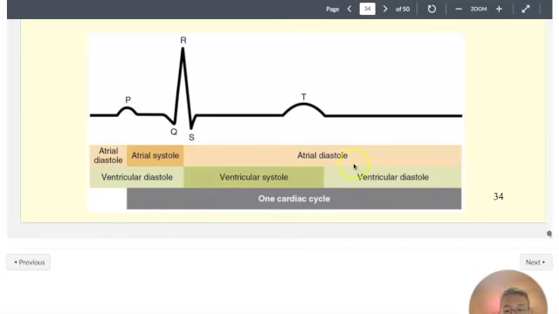If you look at them separately, the ventricle relaxes here, then squeezes here. After it squeezes, it relaxes. The atrium relaxes, squeezes here, relaxes, and comes back, squeezes here, and relaxes.